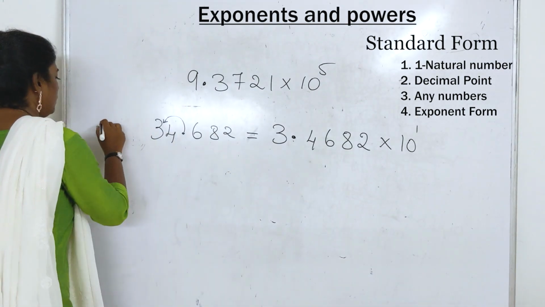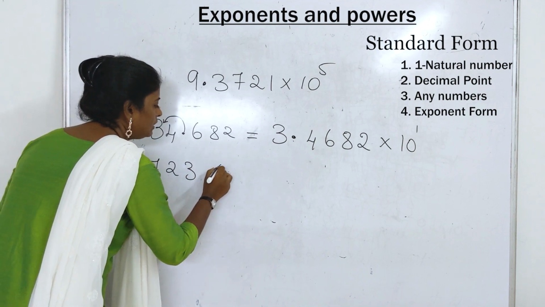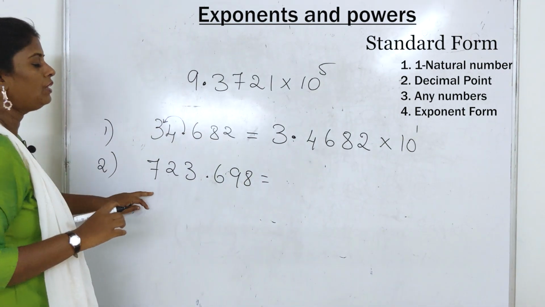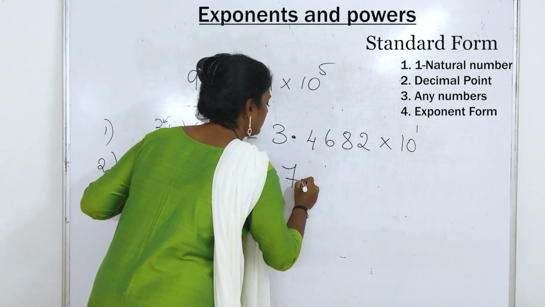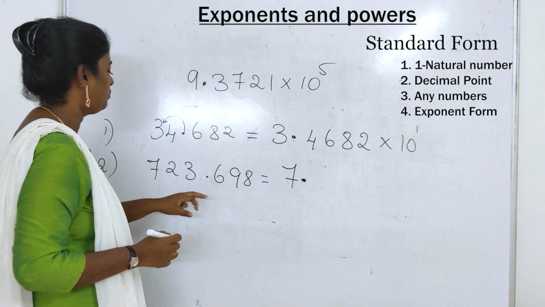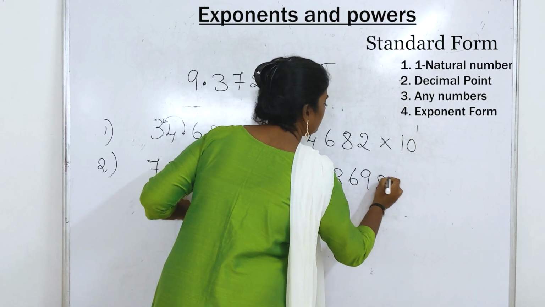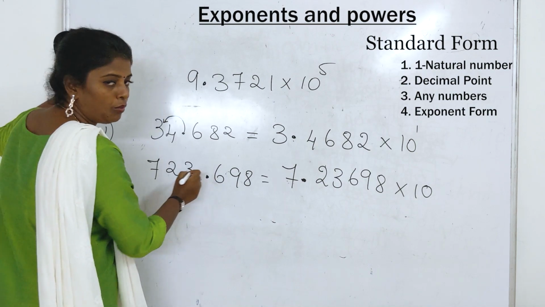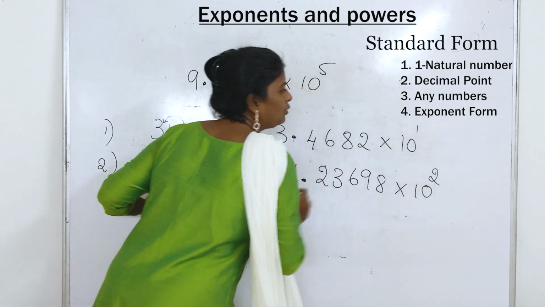If the next example is 723.698, then we have to write this number in standard form as 7 point, and then write all the remaining numbers, 23698, into 10 to the power. We are shifting this decimal point by two places, so we have to write 10 to the power 2.